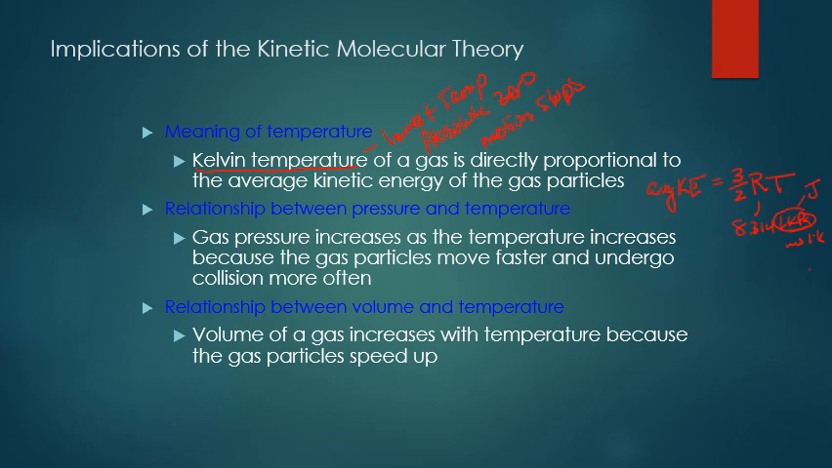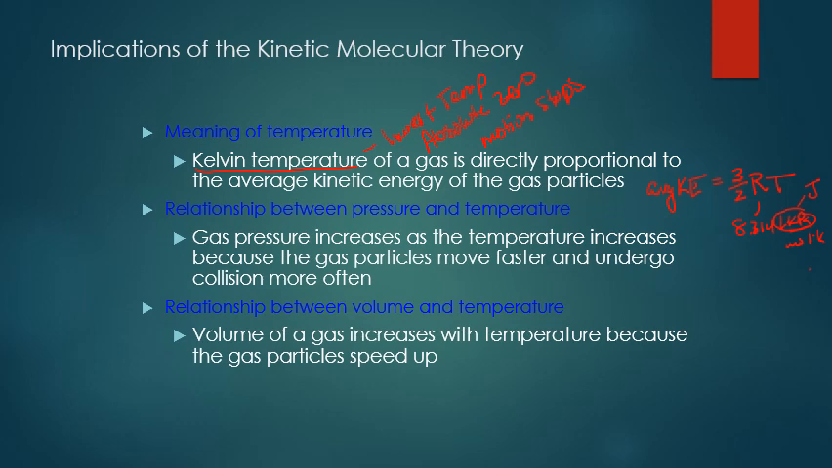When we look at the relationships between pressure and temperature, the gas pressure that you have inside of a container that is sealed will increase as the temperature increases. Reason being, as the temperature increases, the gas particles are going to be moving faster, i.e. they have a higher kinetic energy, and so as a result, they will undergo more frequent collisions. Those more frequent collisions would build up the pressure until it reaches that maximum capacity and it would explode.